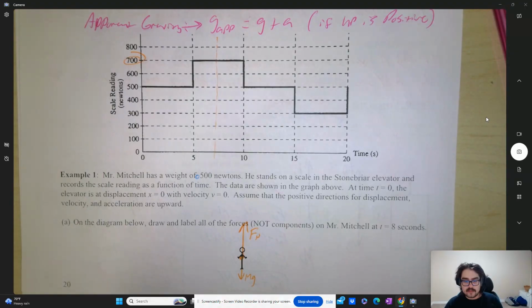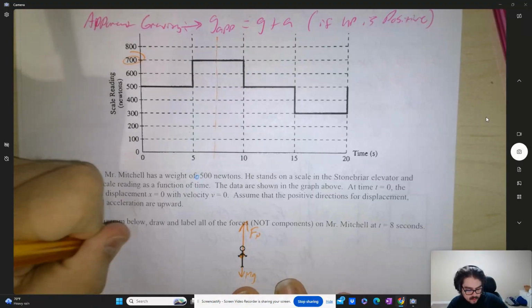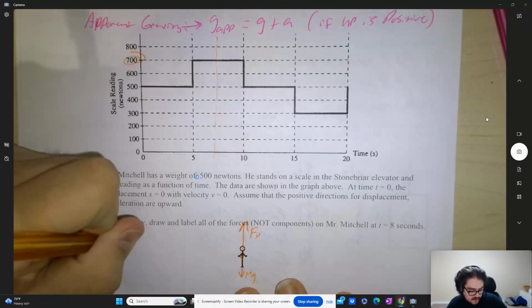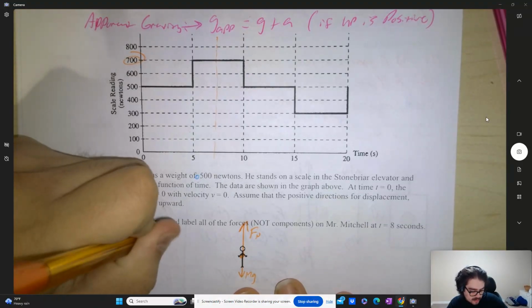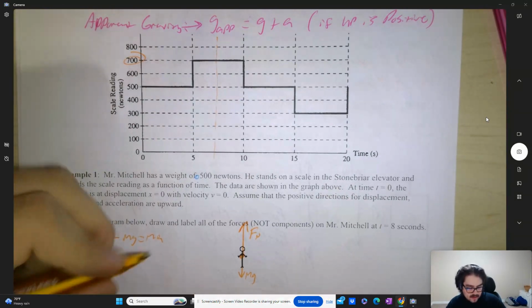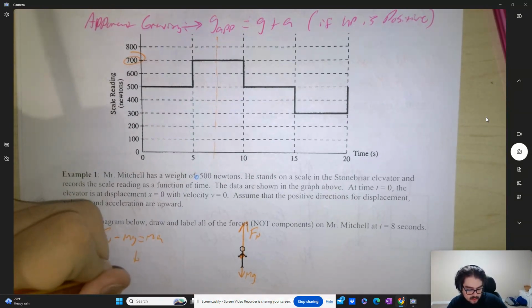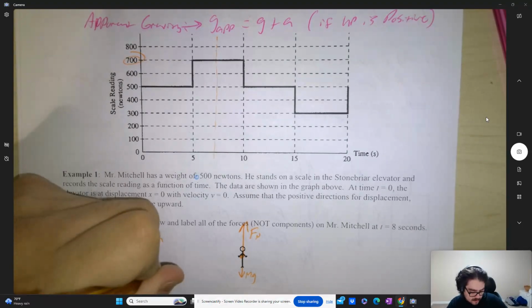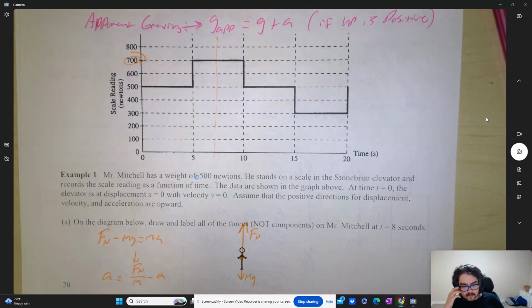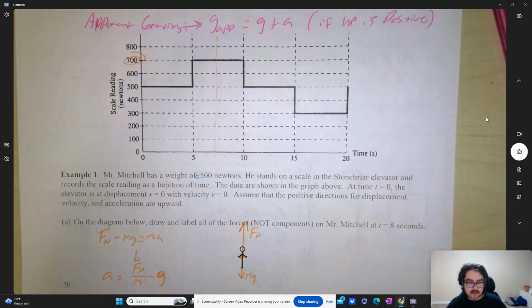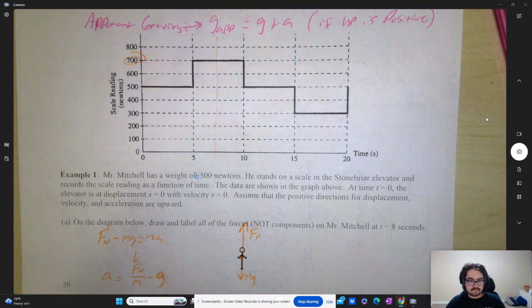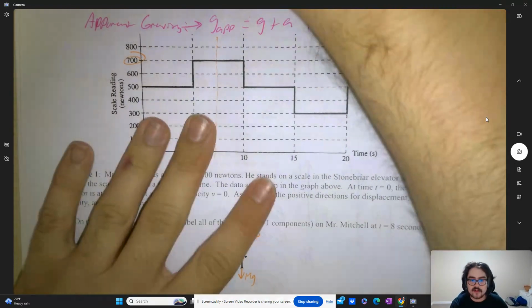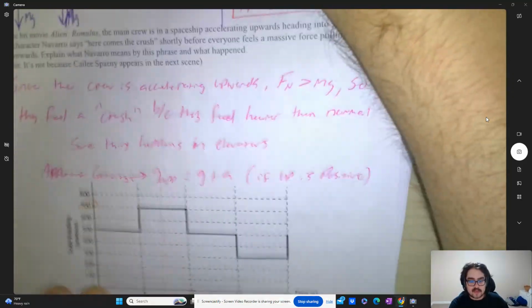If I were to do a Newton's second law equation here, I could write Fn minus mg equals ma. If I calculate that out, you would see that my acceleration is equal to Fn over m minus g, which is a fun thing for you to know.